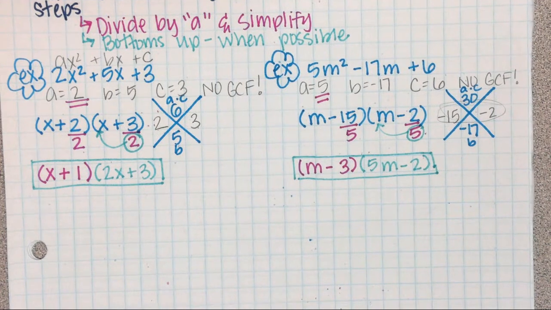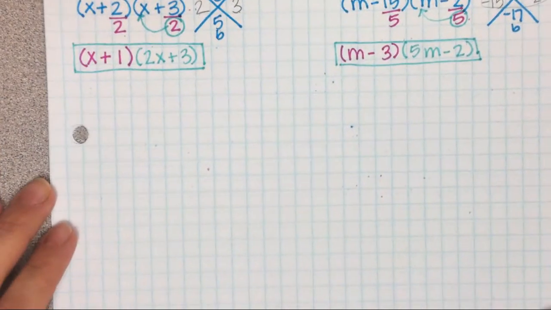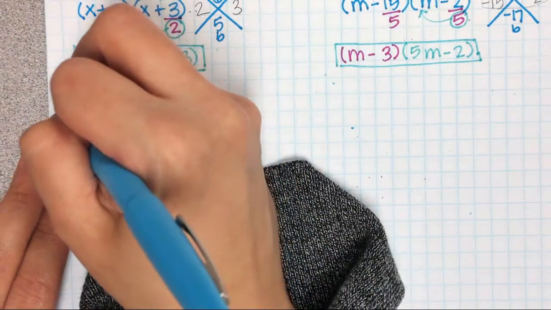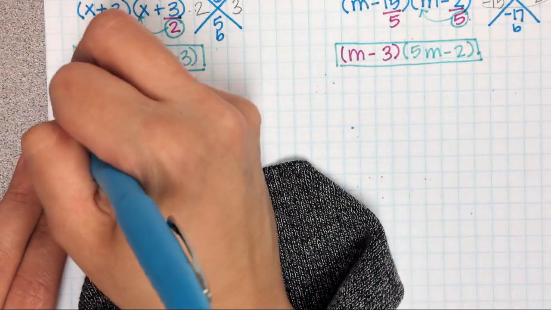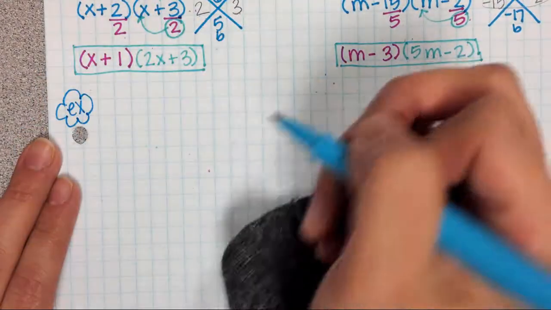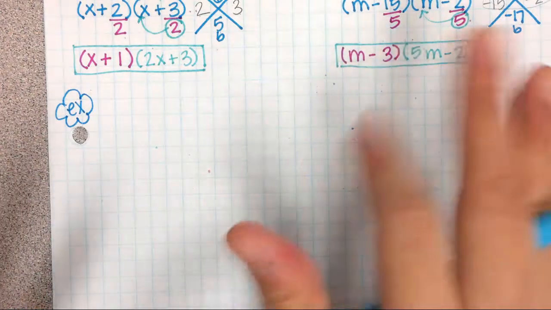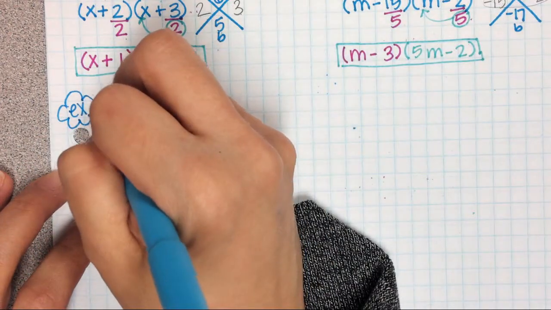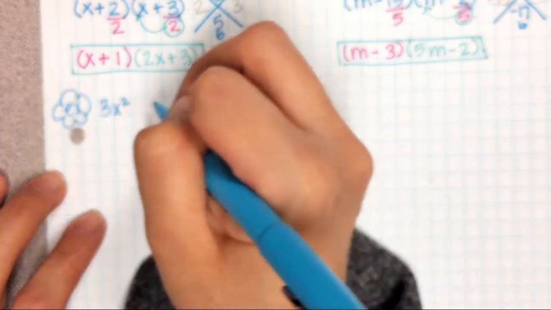We have 2 more examples. I'm going to move a little quicker through these next 2. Well, through this next one. The last one I'm going to go over a little more because it has a different look, sort of. So 3x squared minus 11x plus 10.